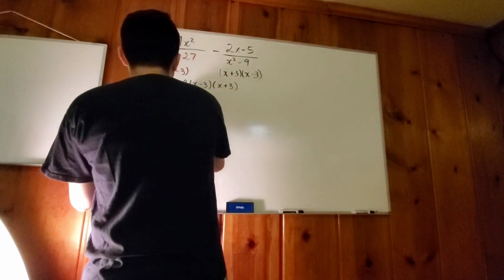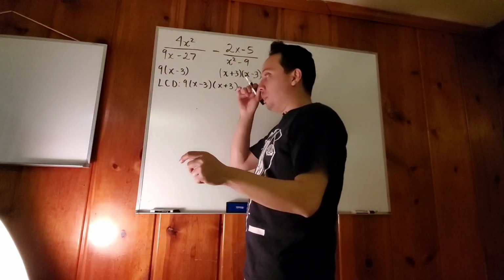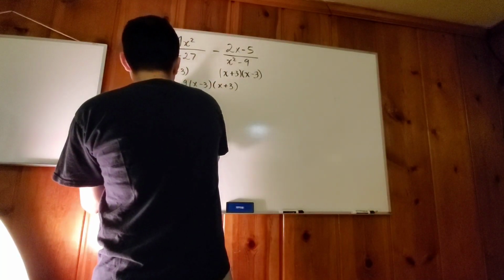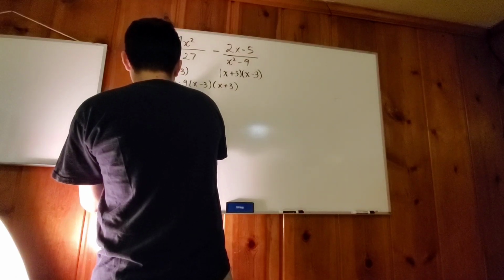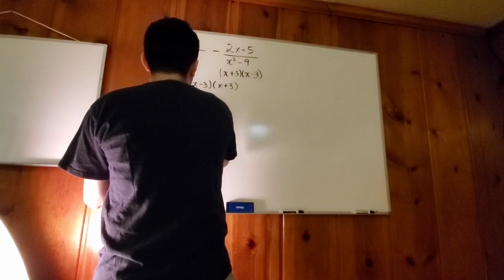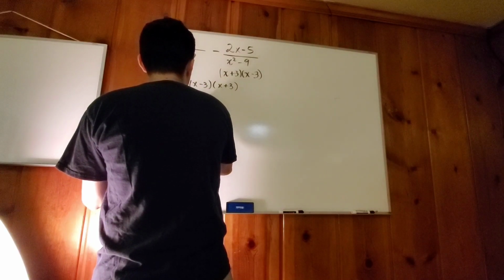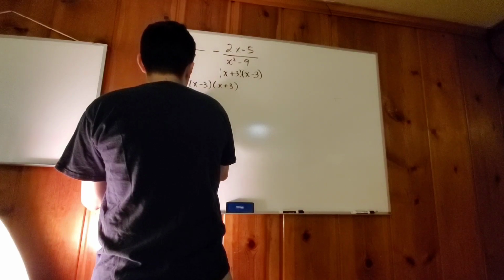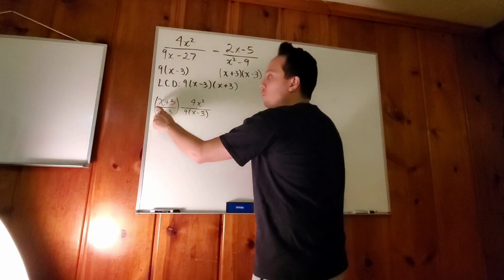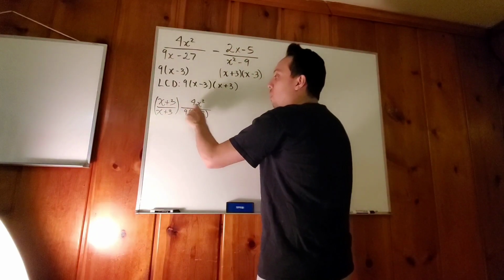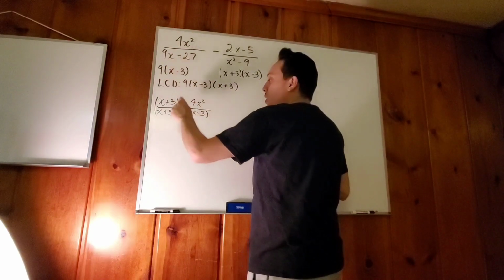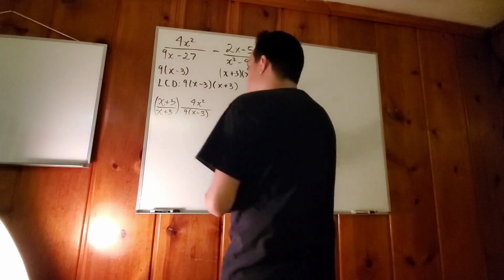So the first thing that we're going to do, and I know I might be covering the camera a little bit, but let me just write it down and then we'll get into it. It's going to be multiply this by x plus 3 over x plus 3. And this is going to be 4x squared, and then 9x minus 3. All right, so this is the first term, x plus 3 over x plus 3 times 4x squared over 9x minus 3. It's the same thing here, except I factor out the denominator, and then I multiply it by x plus 3 over x plus 3.